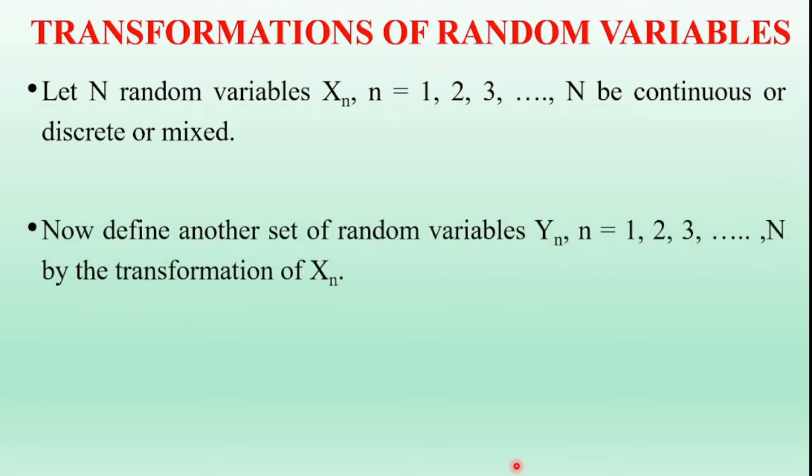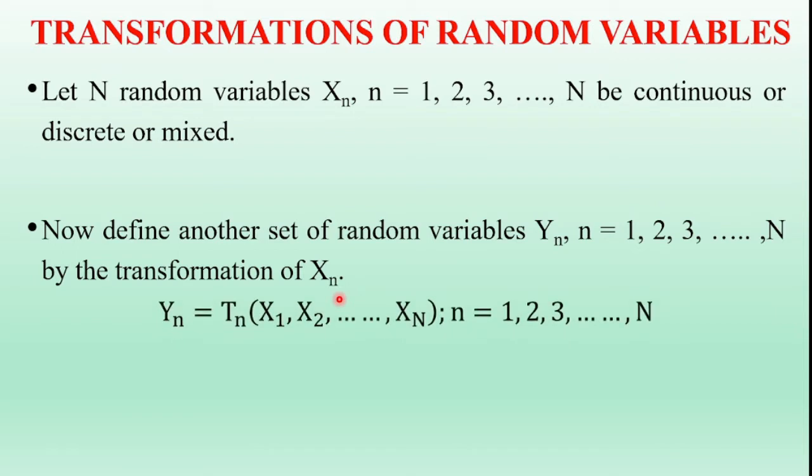Now define another set of random variables. X_n is one set of the random variables. Next, consider another set of random variables Y_n, where n is equal to 1, 2, 3 and so on up to capital N. This is another set of random variables obtained by transformation of the first set of random variables X. Mathematically, it is given by Y_n is equal to T_n of X1, X2, X3 and so on up to XN, for n is equal to 1, 2, 3 and so on up to capital N.